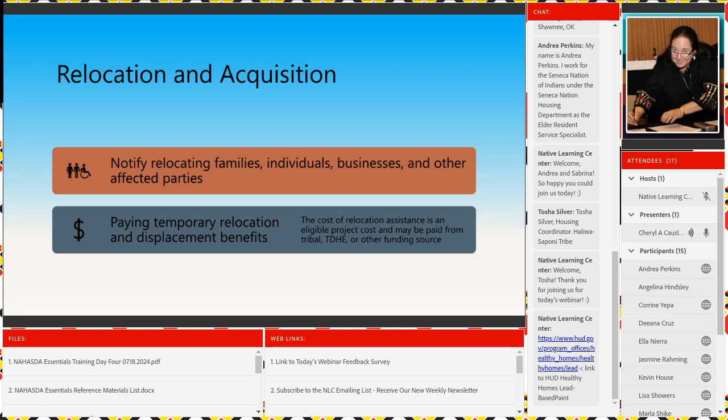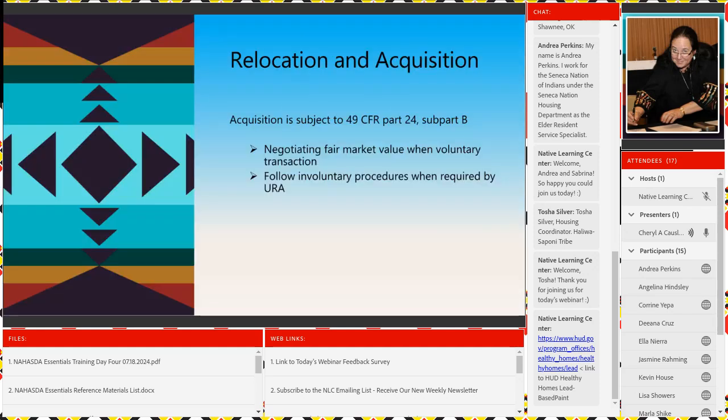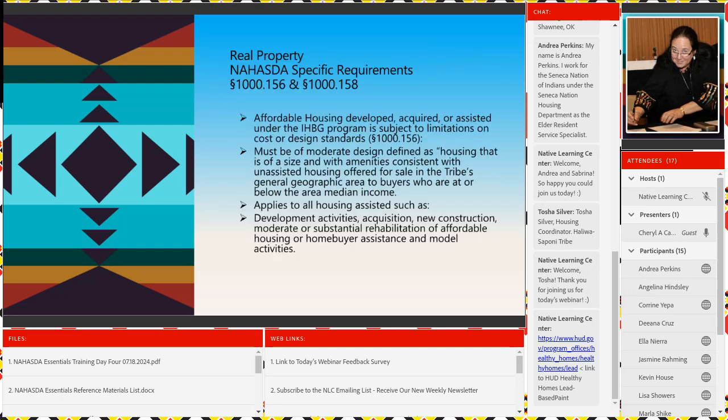Notify relocating families, individual businesses, and other affected parties. You can pay temporary relocation and displacement benefits, and the cost is an eligible project cost and can be paid from tribal, TDHE, or other funding sources. Acquisition is subject to 49 CFR Part 24 at Subpart B. Negotiating fair market value when it's a voluntary transaction, following involuntary procedures when required by the URA.